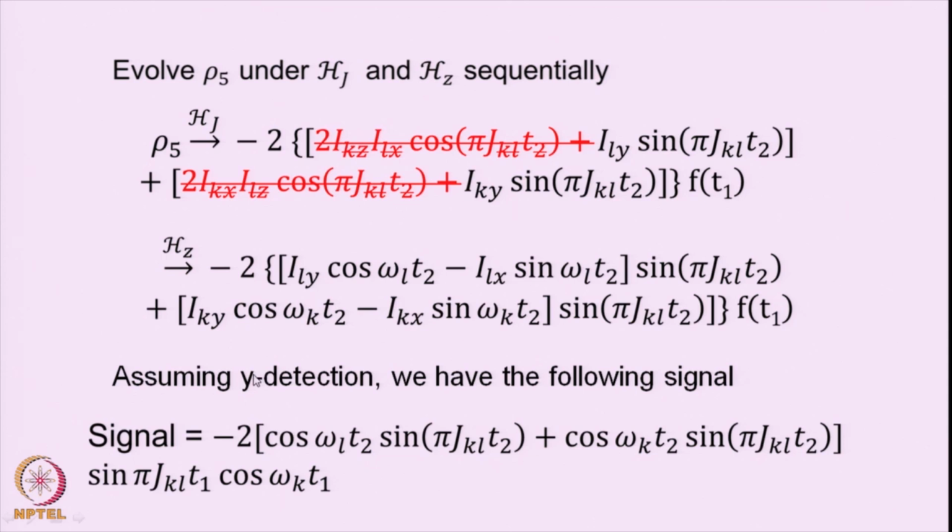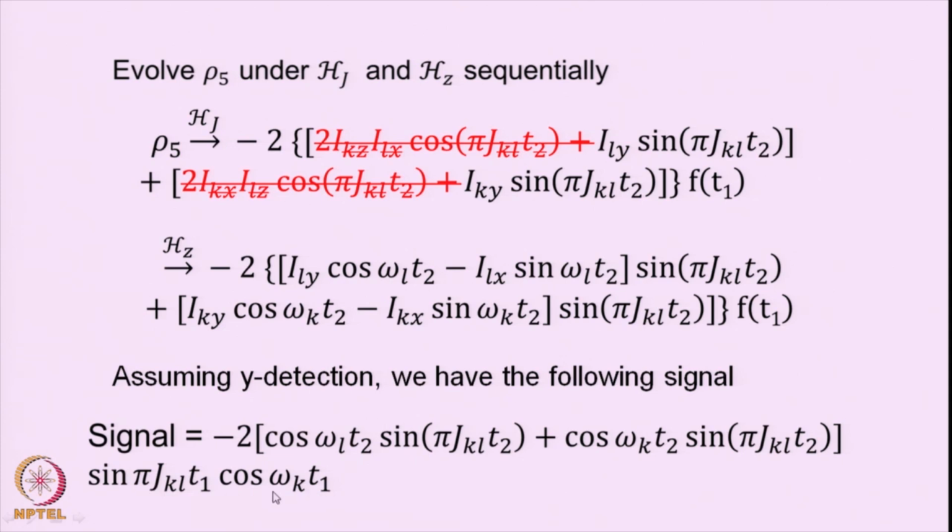You can also detect X magnetization, of course, but that does not matter. So, without loss of generality, we will assume this particular detection here, and then we have the following signal. At that point we will ignore the X terms. So, I will only have this ILY cosine omega L T2 sin pi j k L T2, and this one will be IKY cosine omega k T2 sin pi j k L T2, and the whole thing is now multiplied by the FT1 coefficient, which is sin pi j k L T1 and cosine omega k T1.